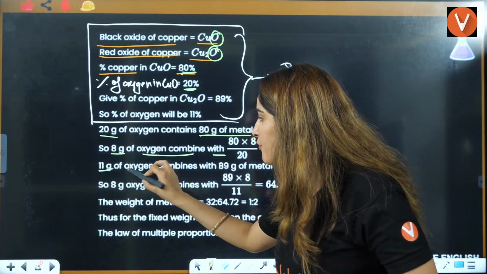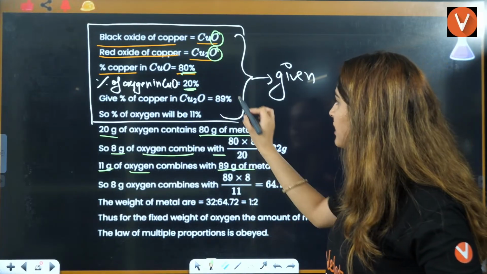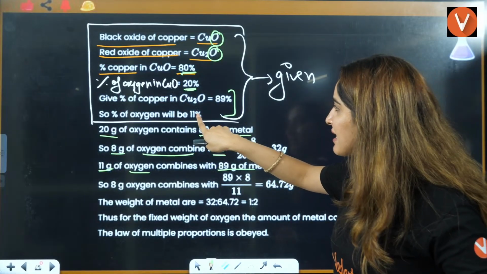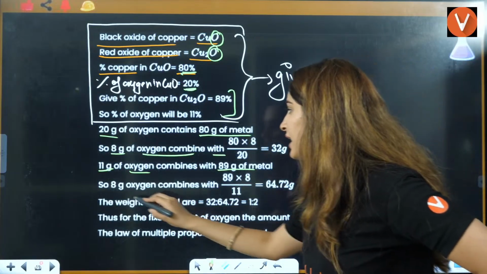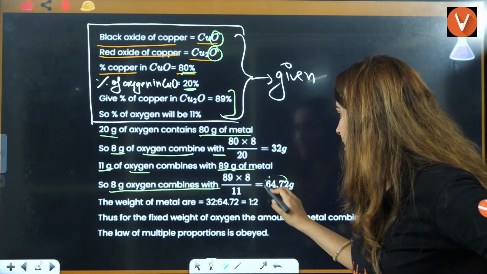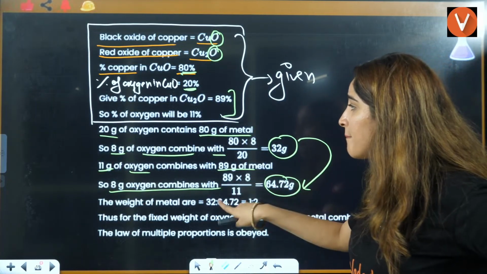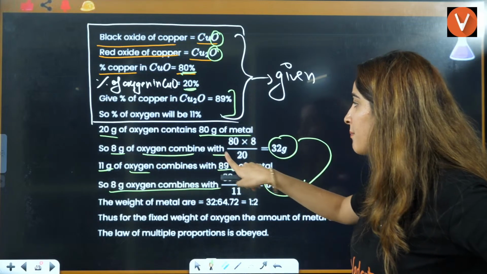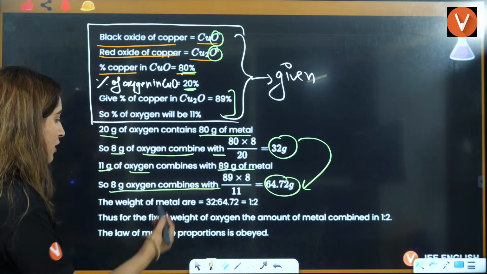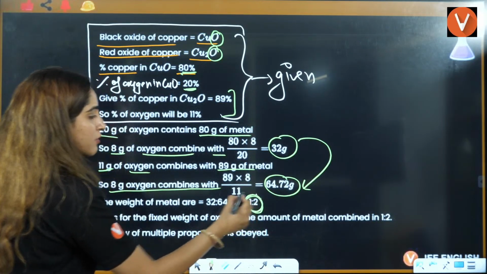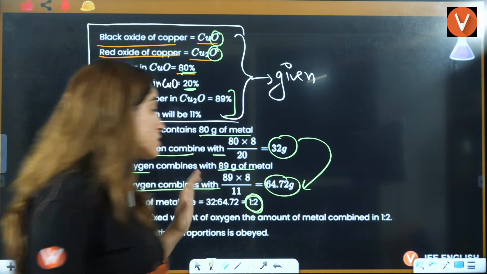Now 11 gram of oxygen combines with 89 gram of copper, that is from this side. And here also we are fixing it for 8 gram, and here you have 32, here you have 64. That is the amount 8 gram of oxygen combines with. Now what you can see here, when you solve, the ratio is going to be 1:2. This is a simple whole number ratio, that's why this law is obeyed here.